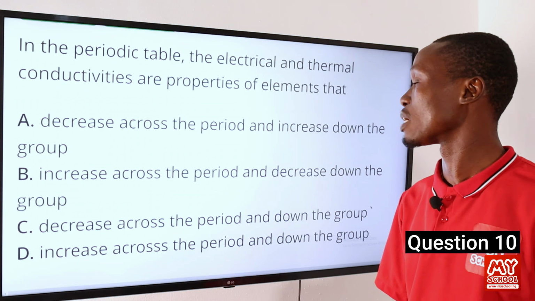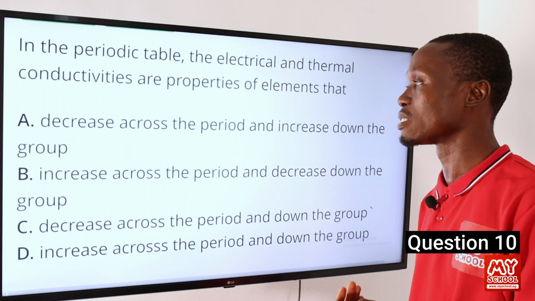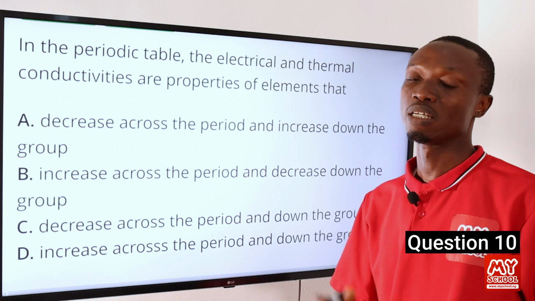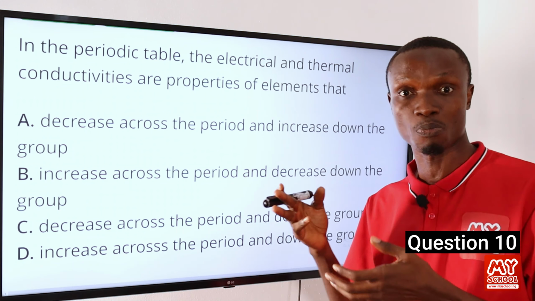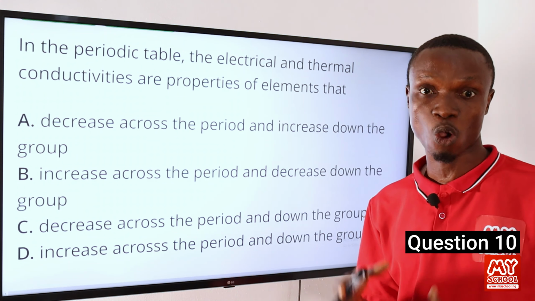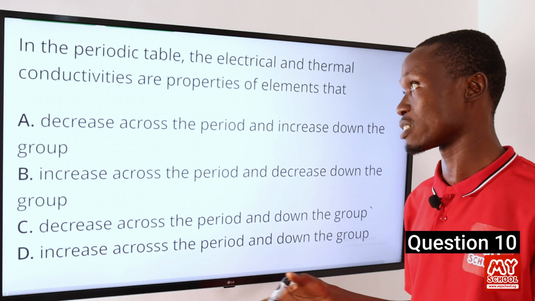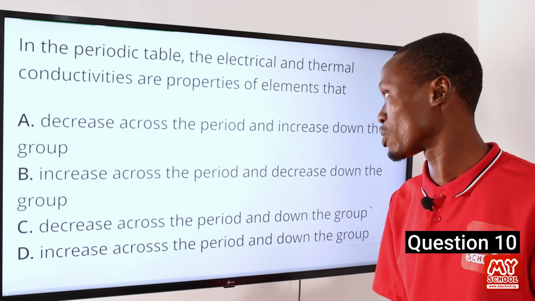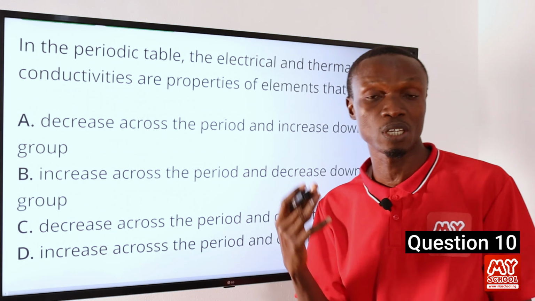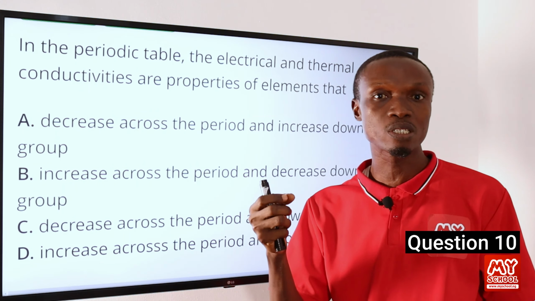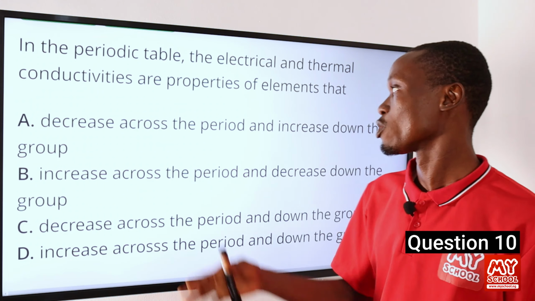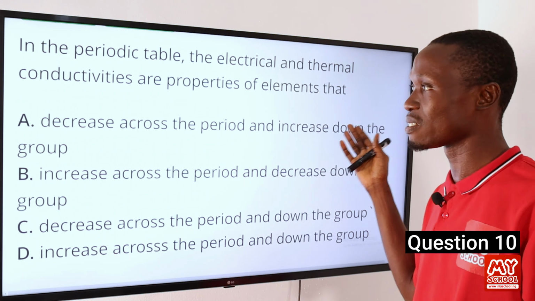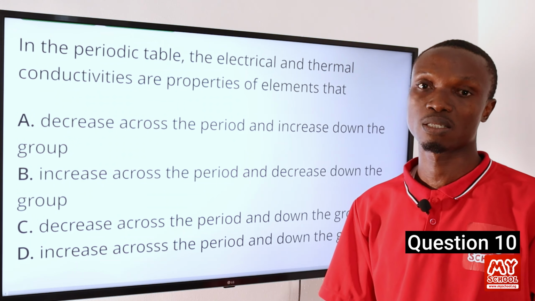In the periodic table, the electrical and thermal conductivity are properties of elements that decrease across the period. The reason for that is because the atomic radius of elements decreases across the period, and another reason is stronger electron repulsion. So this makes the electrical and thermal conductivity of elements decrease across the period and increase down the group because of increased atomic size and a loosely held outer electron. So that is the reason why the electrical and thermal conductivity of elements increases down the group. So option A is the correct answer.